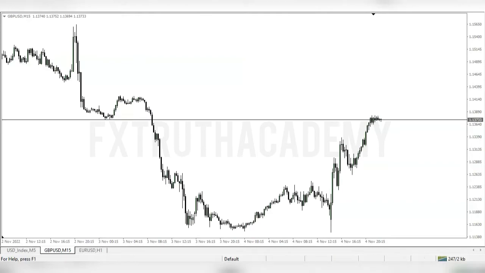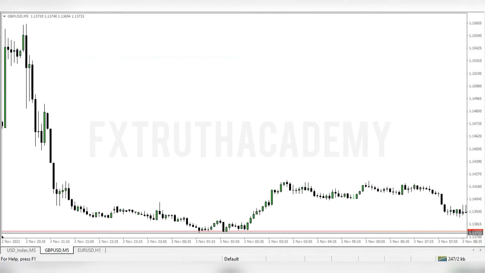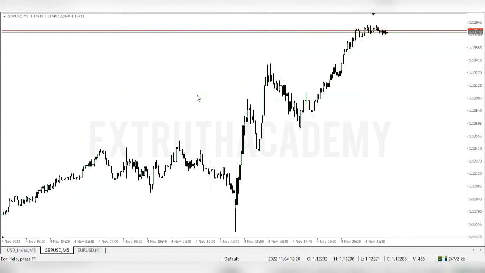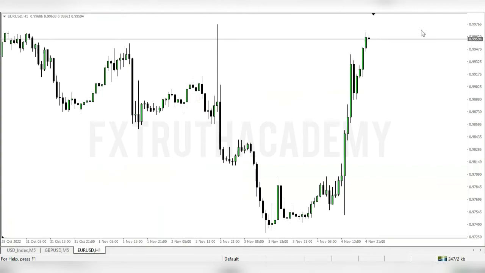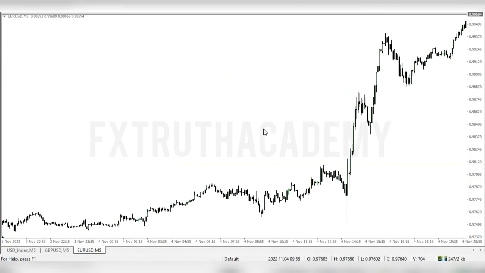Okay, let me go to the 5 minute rather. Let me expand that out so you could see what I was looking at. I was seeing price take out this swing high right here. So this is also a break of structure on the pounds, and on the euro, which was quite my favorite for this week, I saw a break of structure also up to this high on this particular impulsive leg to the upside.